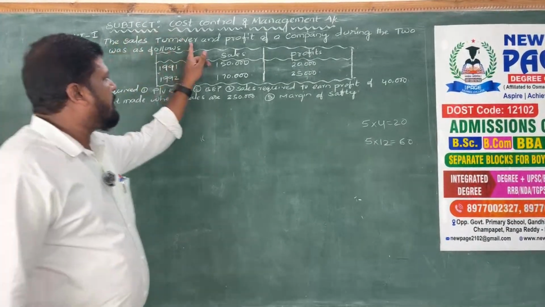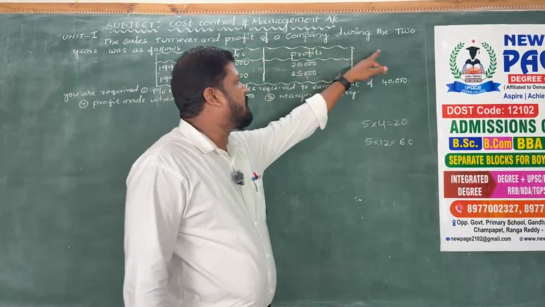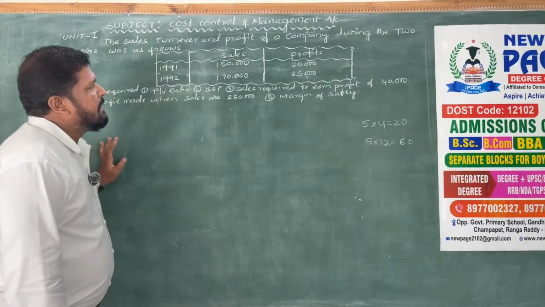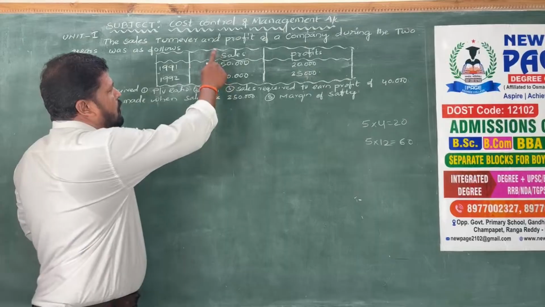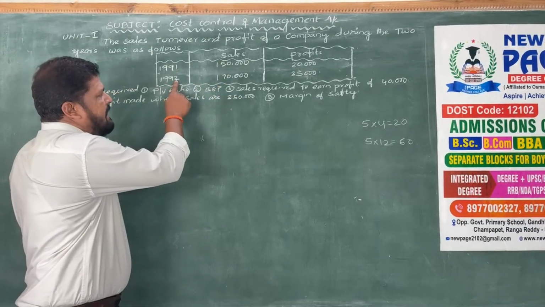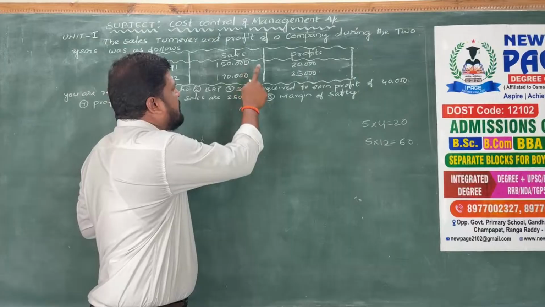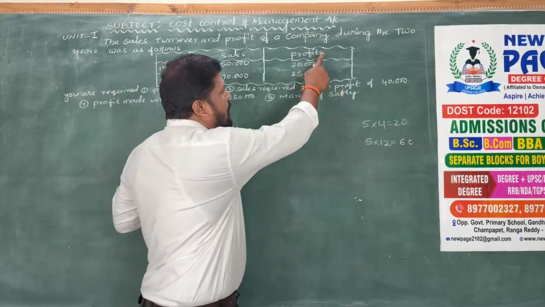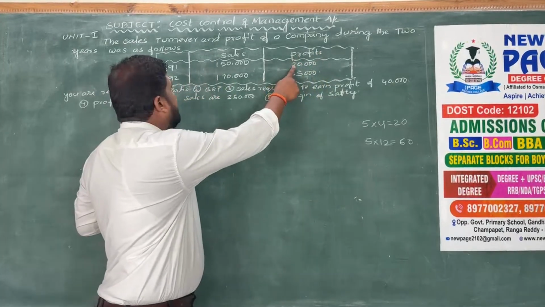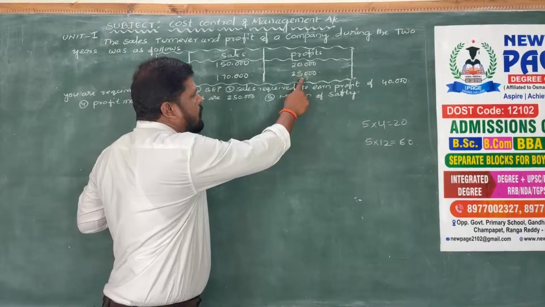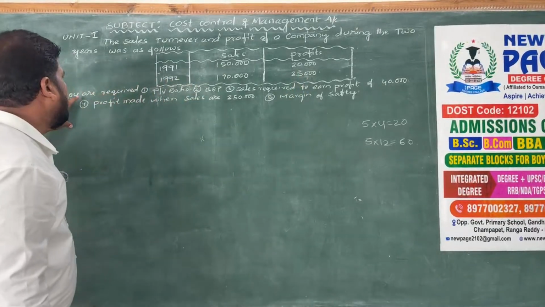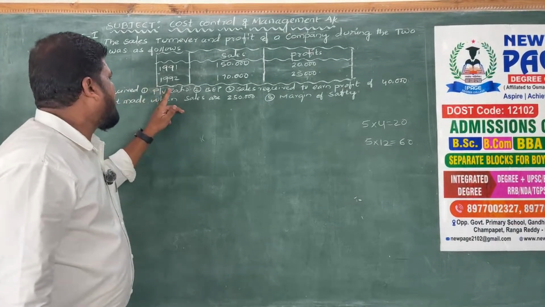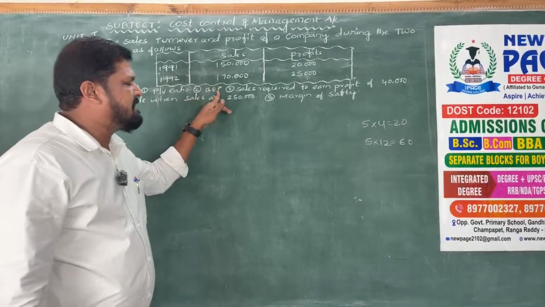The sales turnover and profit of a company during 2 years was as follows. Here 2 years are given: 1991 sales 1,50,000, 1992 sales 1,70,000. Profits: 1991 profit 20,000, 1992 profit 25,000. Here you are required to calculate the PV ratio. Second one is BEP, break even point.